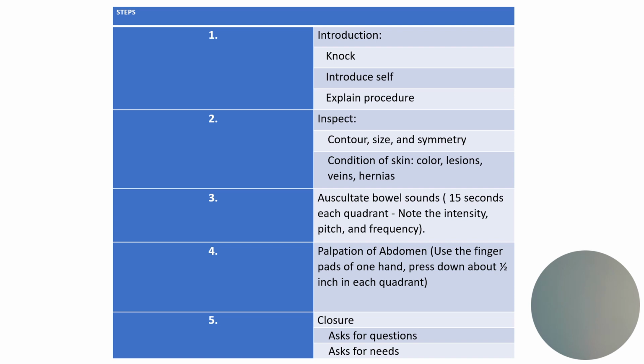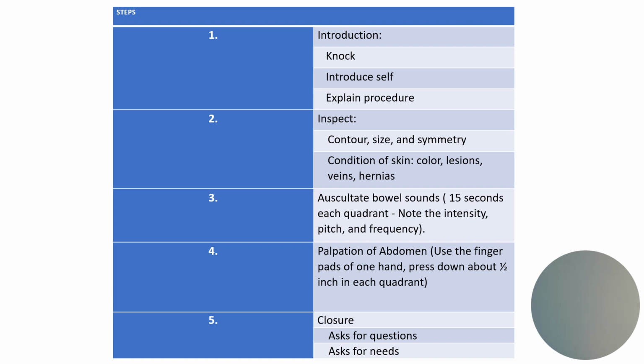Again, if any of these things are included in your basic bedside assessment, you do not have to do them twice, just making sure that they are getting done. But to focus on the abdomen, we need to inspect it. What is the contour? What is the size and the symmetry?